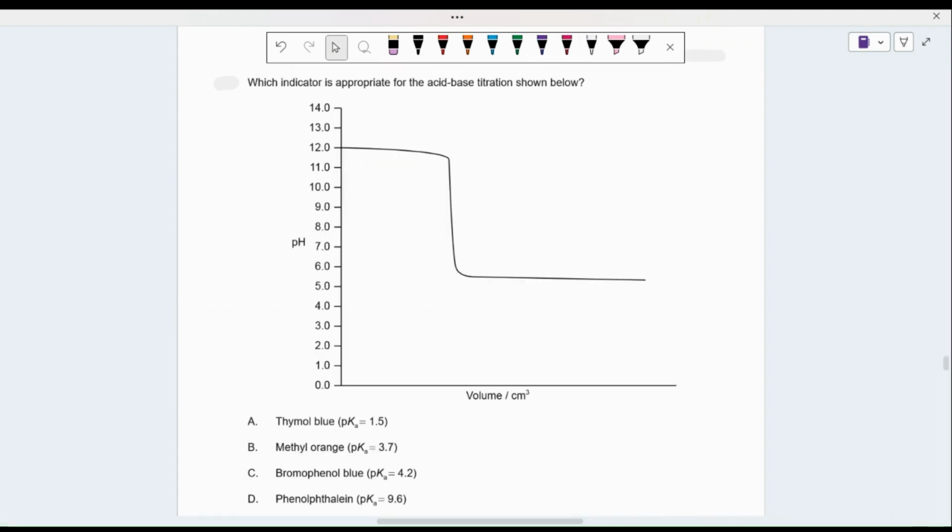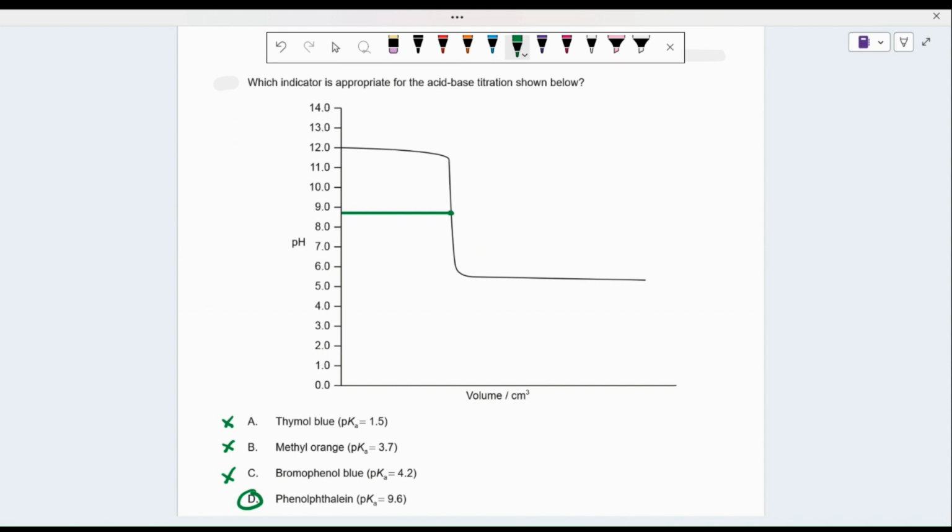Next, which indicator is appropriate for the acid-base titration shown below? Okay, so we are looking for basically the middle point here. Sort of middle point. So that takes us to somewhere around there. Now A is nowhere close, B, no, C, no. So the closest is D. Now that is still a bit higher than the midpoint, which is fine because they have quite a large range.